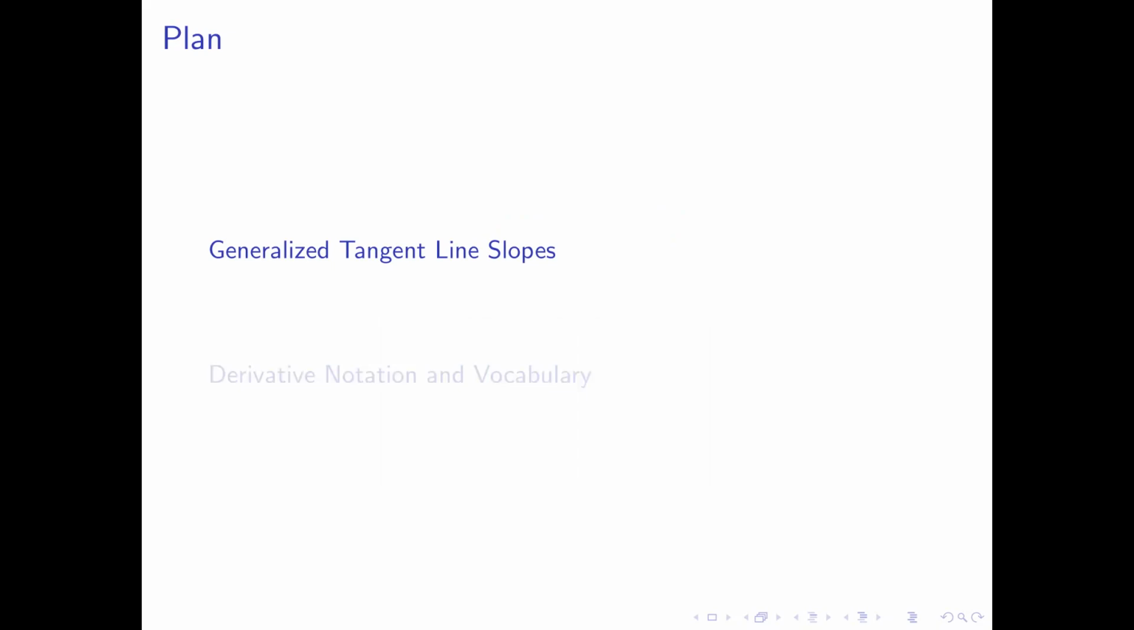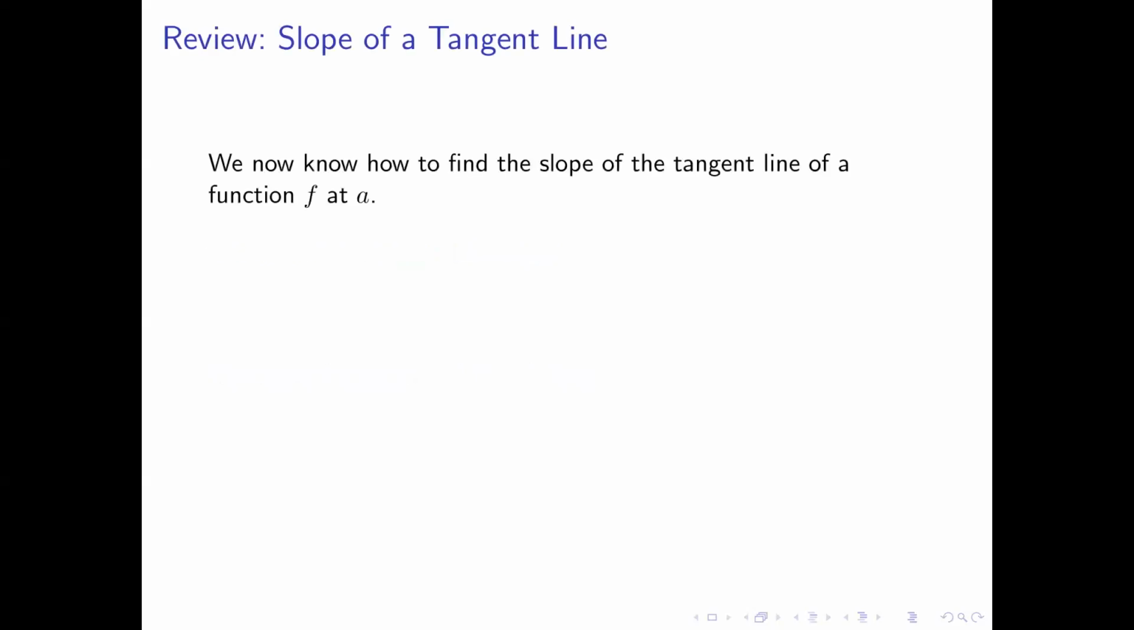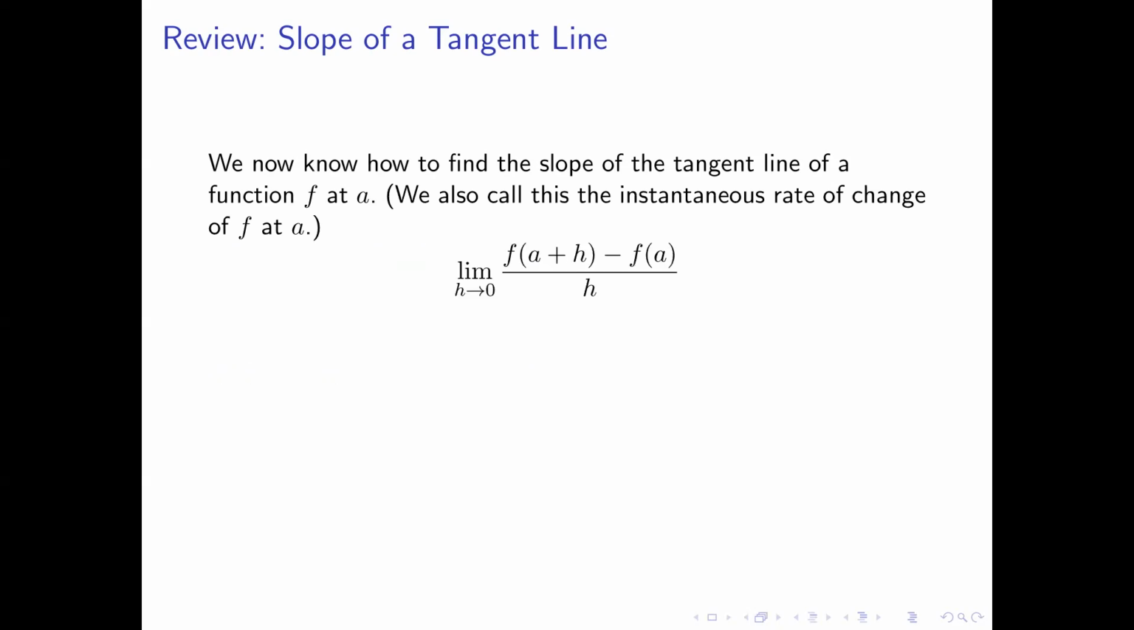So let's begin by taking another, more general look at the idea of the slope of a tangent line. Recall that a tangent line is a line that touches the graph of a function f at a particular point where x equals a and nowhere else. And we know how to find the slope of one of these. This is something we also call the instantaneous rate of change of f at a. And we saw how we can define this using a limit of the difference quotient of f at a.